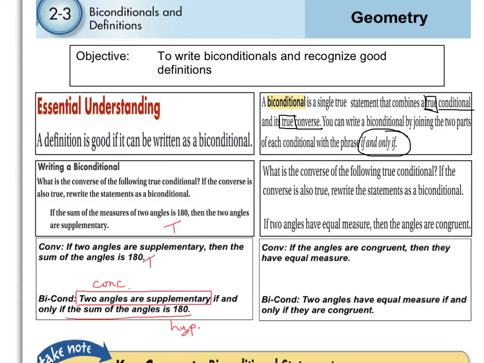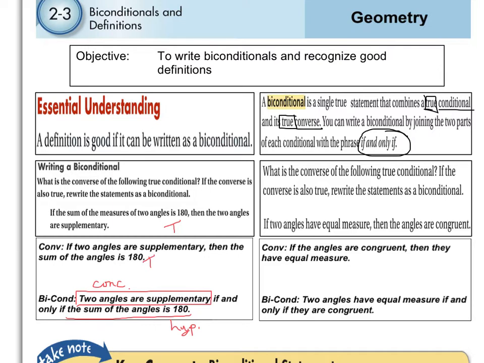So let's look over here on the right, another one. It says here, what's the converse of the following? If the converse is also true, rewrite it as a biconditional. Here's the statement. If two angles have equal measure, then the angles are congruent. The converse is, if the angles are congruent, then they have equal measure. Is that true? Yes, it is. If the angles are congruent, they have equal measure.